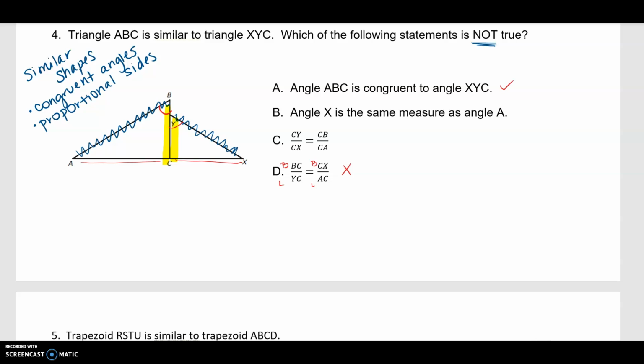Let's look at this other one. We have CY, the yellow, and CX, the red. Then we have CB, the yellow, CA, the red. That one looks good. Let's verify that B isn't wrong. Angle X is the same as angle A. That looks good too. All right, good. Let's keep going.